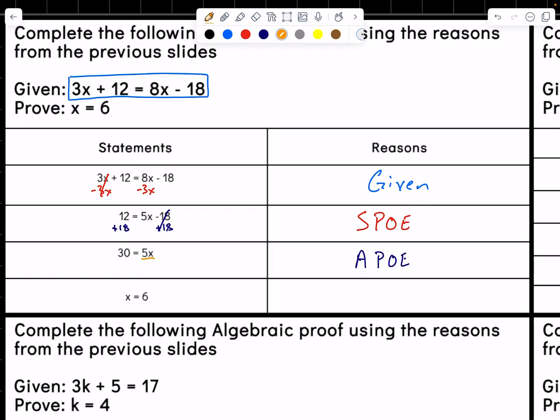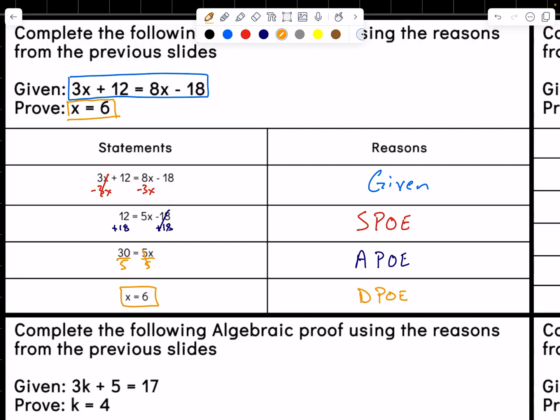We've got multiplication going, so to get rid of the multiplication, we divide by 5, which is our division piece. And because I did it to one side, I have to do it to the other. That's our postulate of equality piece, which gets us down to x equals 6, which is what I was trying to prove. Okay, that's all we're doing.